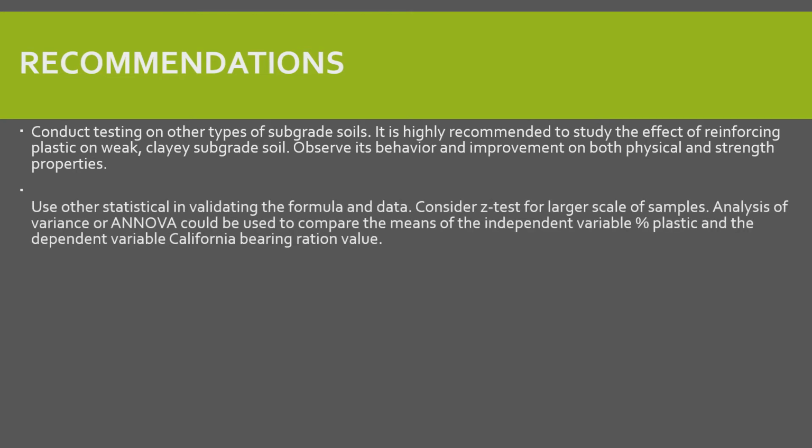It is also recommended to use another statistical method in validating the formula in data. Consider t-test for a larger scale sample. The analysis of variance or ANOVA could be used to compare the means of the independent variable, which is the percent plastic, and the dependent variable, which is the California bearing ratio.